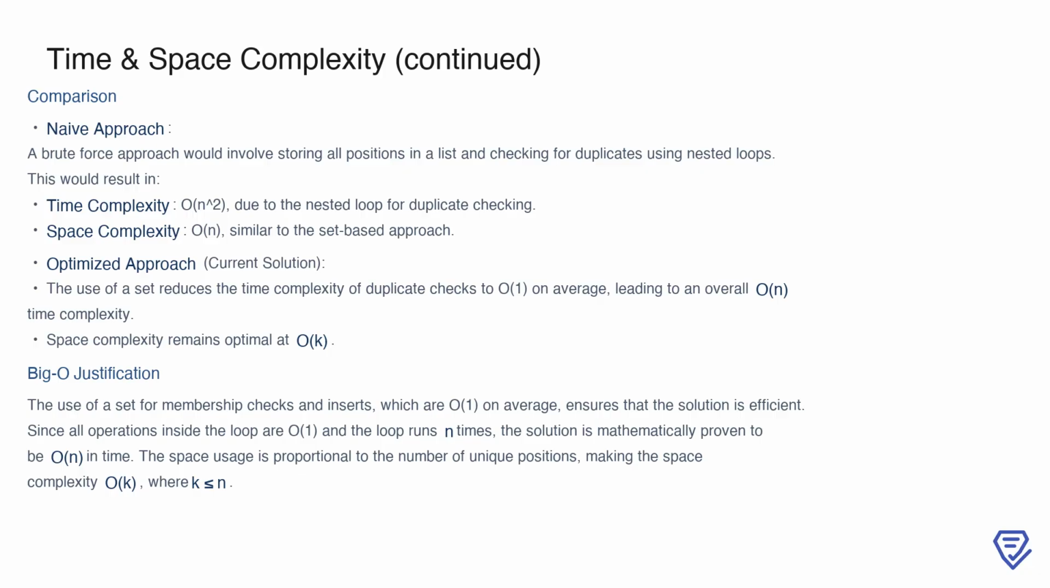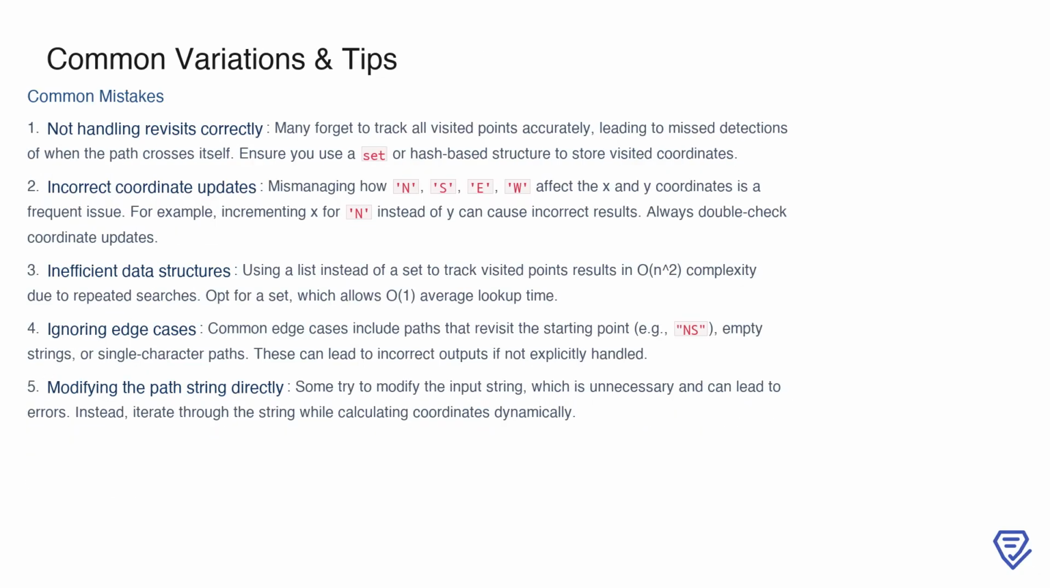There are a few common mistakes to watch out for when solving the path crossing problem. First, failing to handle revisits properly can cause you to miss when the path crosses itself. To avoid this, make sure to keep track of all visited points using a set or a similar hash-based structure, as these allow efficient checks for duplicates. Another frequent issue is updating coordinates incorrectly based on the direction. For example, moving north should adjust the y-coordinate, not the x-coordinate. Double-check your updates for each direction to prevent errors.